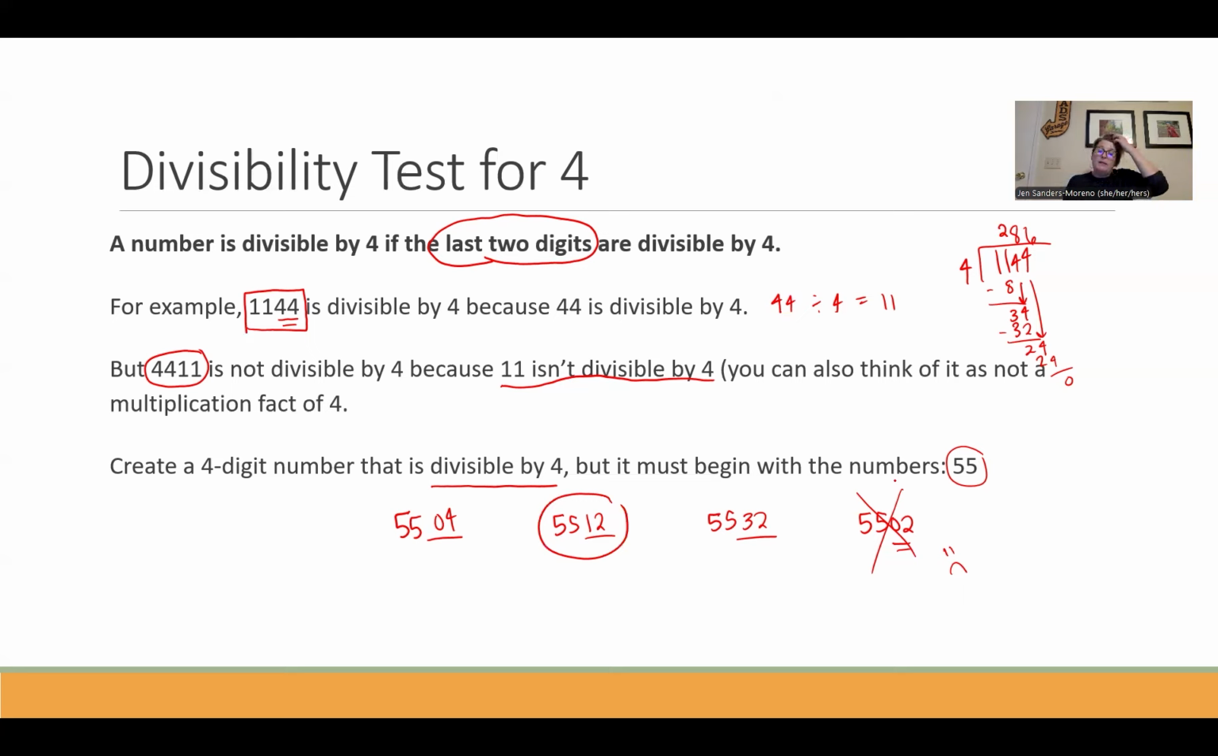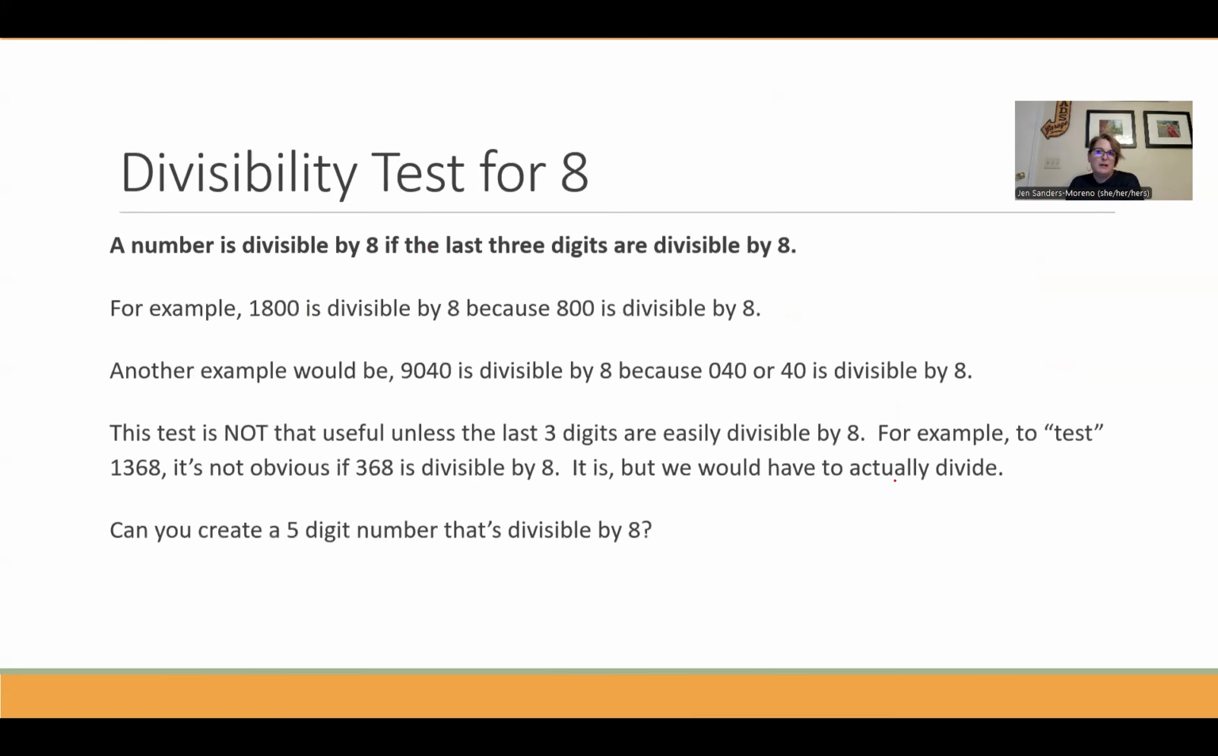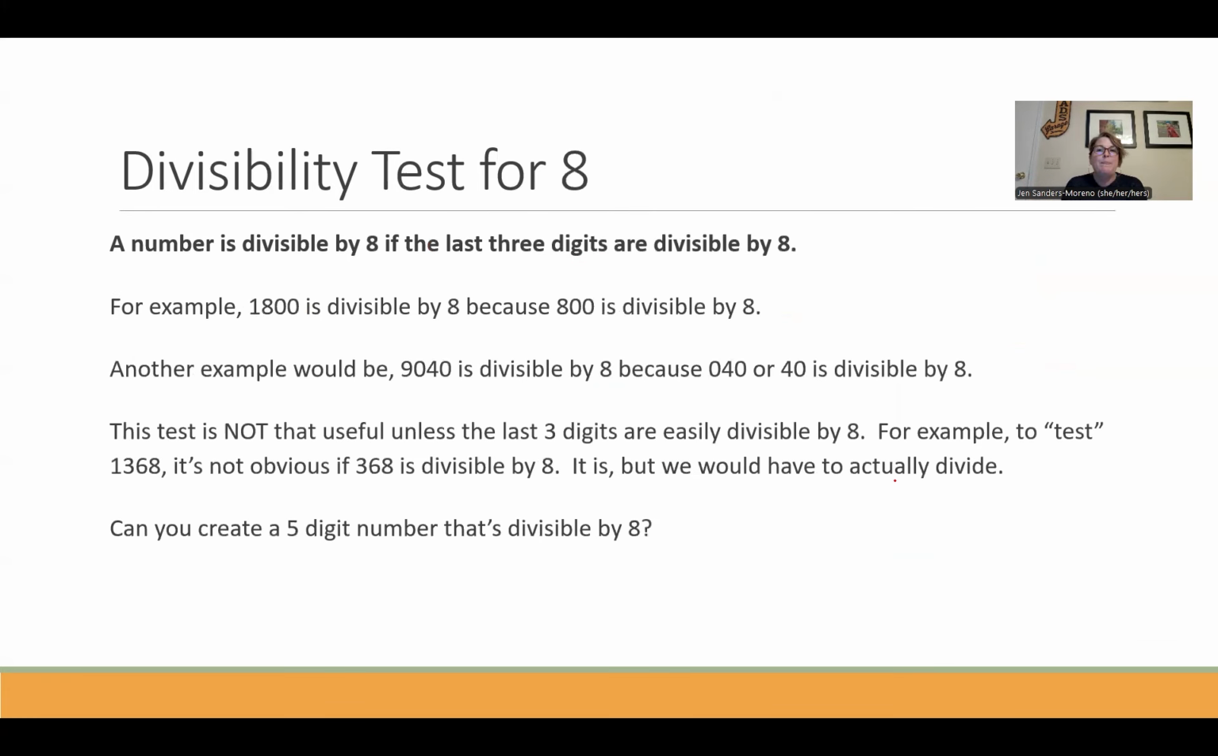Now, I will say, I started off the divisibility test for 4. I was kind of surprised they included this in the Common Core textbook. They included this one, and they also included the divisibility test for 8, which is the next slide. So I don't know how they chose these two in particular, but we're gonna do it too.